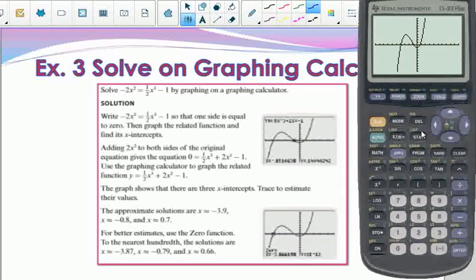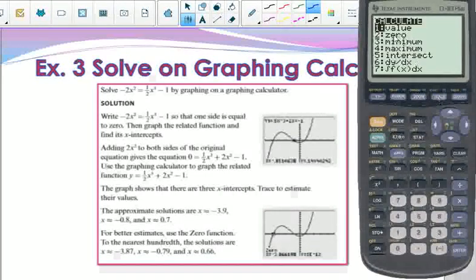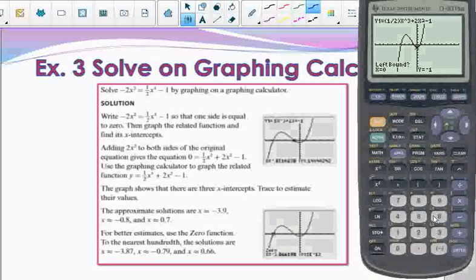Now if I hit graph, you can see my graph here, like the one that you see in the picture here. Now we need to find where it crosses the x-axis, and it crosses in 3 places here. So to do this, we're just going to hit second trace, and we want to find the 0. So I'm going to hit number 2. I want to find the left bound, so I'm going to go all the way to the other side.